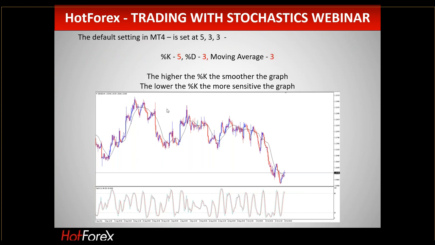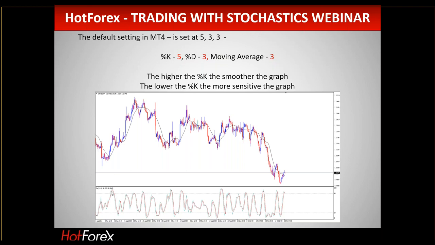This is the euro dollar on the H4 time frame. So you can see here, stochastics set at 5-3-3. Here we were oversold down here, just down here, and then we got oversold here. So you can see that's correlating to this area here. And then we got overbought here. So this rose into this area before the prices got up.